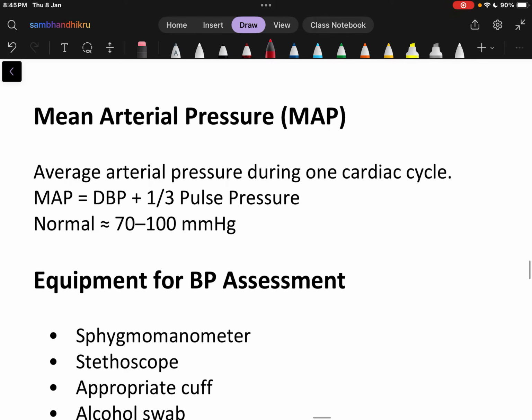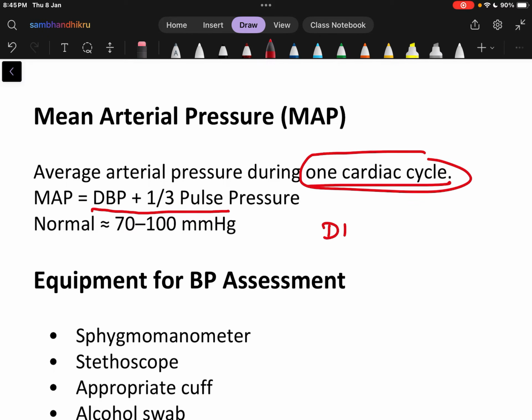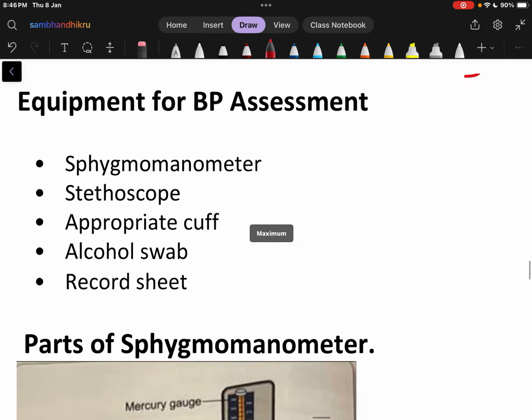Here it is the average arterial pressure during one cardiac cycle, as I said. So it is DBP plus 1 by 3 of pulse pressure. DBP plus pulse pressure means DBP plus (SBP minus DBP) divided by 3, right? You can write it like this also. Clear?